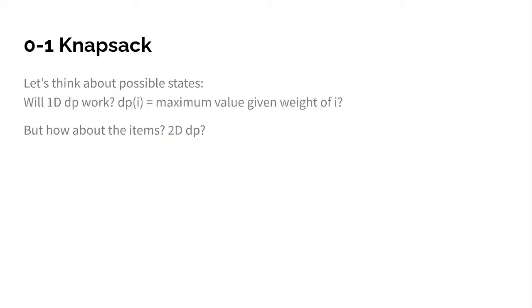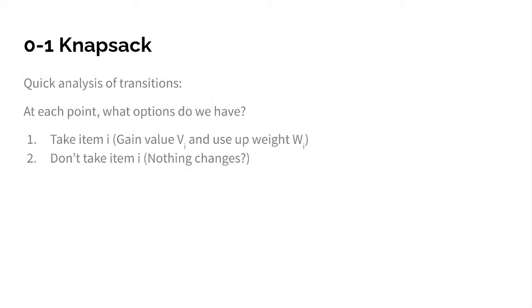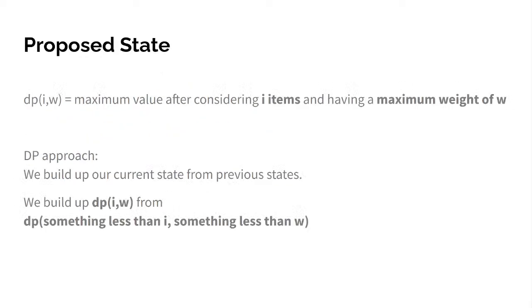Okay, so let's think about possible states. What about one DP? So dp of i goes to maximum value given weight of i. But how about the items? That's why we need 2D DP. So what transition? We can either take item i or don't take item i. So let dp of i, w be equal to the maximum value after considering taking i items and having a maximum weight of w. We build up from a previous state, from something less than i and something less than w.